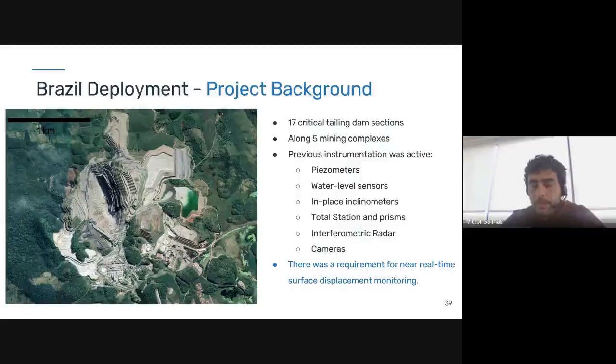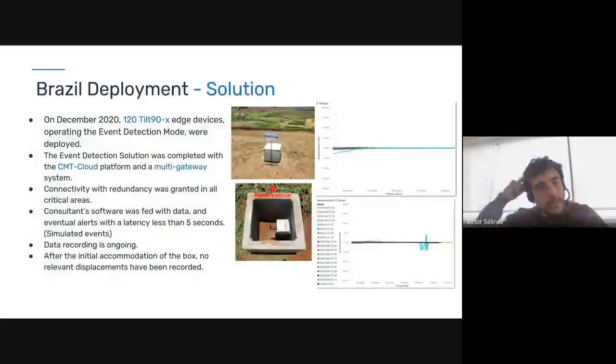In this frame, in December 2020, with the help of Tetra Tech, the consultant who ran the project, 120 Tilt 90X devices operating in event detection mode were deployed. And to complete the event detection solution, the CMT Cloud platform operating a multi-gateway park was present there. This granted connectivity and redundancy for all the critical areas.